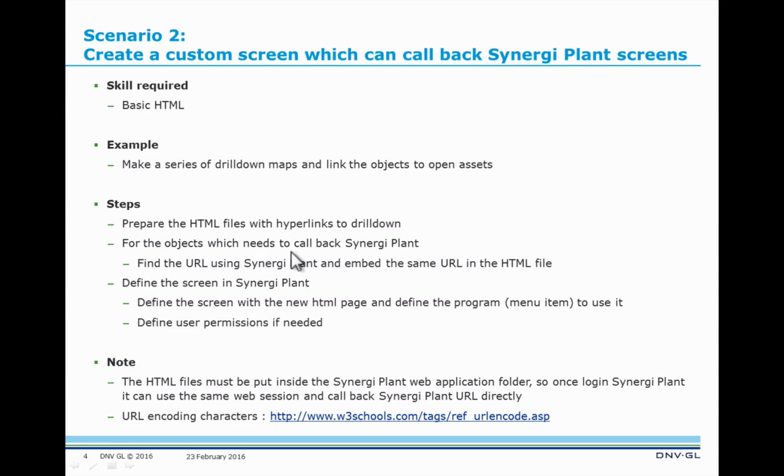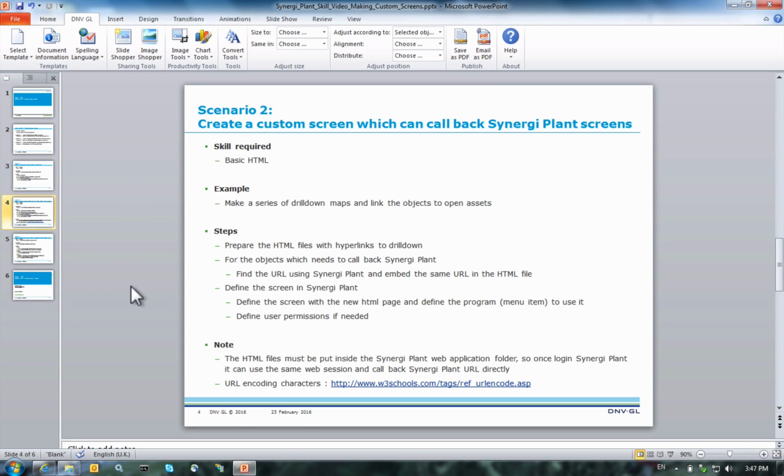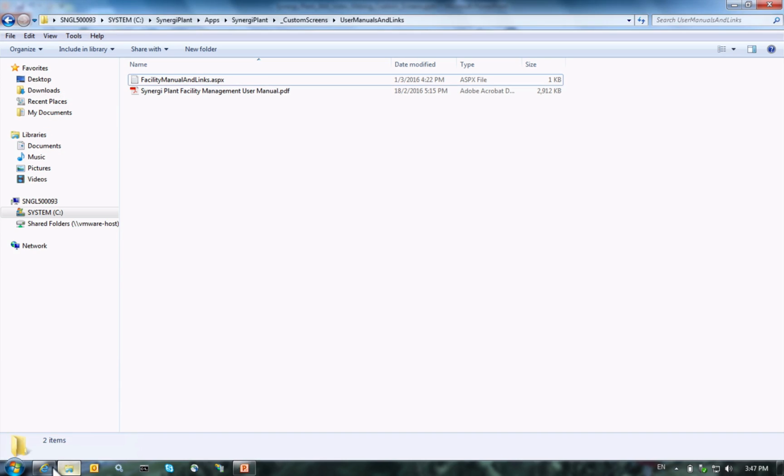To call back to Synergi Plant, first you need to find out the URL within Synergi Plant and embed the same URL in the HTML file. Prepare the HTML file just like we did in scenario 1, and then the steps are the same as scenario 1. You define the screen and define the program assigned to the user. I will just show you what it is, so that will be more clear.